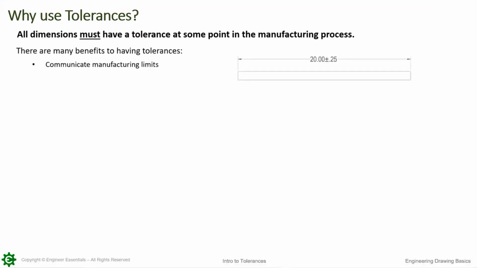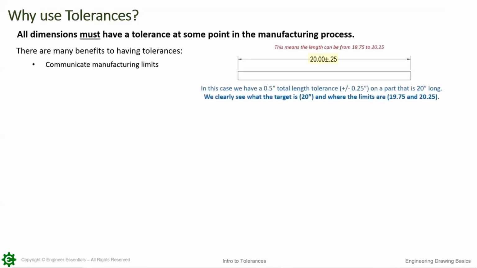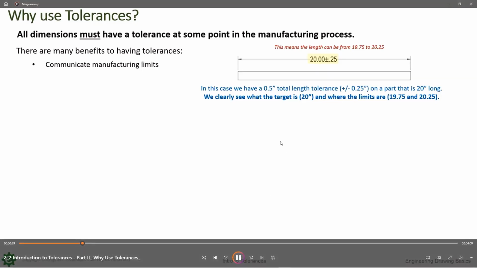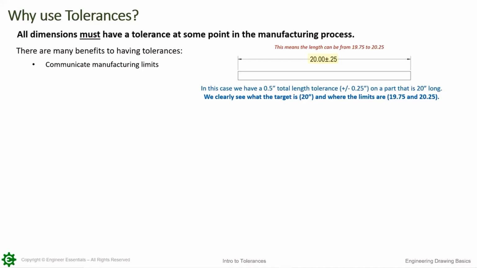The first is to just communicate the manufacturing limits of your part. For example, we have this tolerance here placed on the width of this part. We would have a 0.5 total length tolerance, plus or minus 0.25, on this part that is 20 inches long. This clearly communicates what the target is, which is 20 inches, and where the outer limits would be, 19.75 and 20.25. It's important to have this information so that when the machinist makes this part and they go to inspect it, they know if it's acceptable or not.